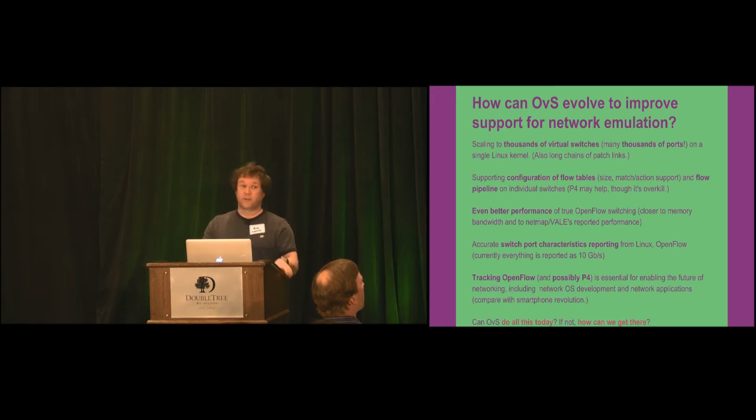And in general, I'd like to commend everyone who worked on Open vSwitch for tracking OpenFlow, because that's really what's enabled the SDN revolution and really facilitated things with Mininet. So having OVS continue to track OpenFlow is really, really important. And possibly in the future, having P4 support in OVS would be fantastic. And so my question for you all, which I guess I'll leave you with, is maybe I'm just out of touch. Maybe OVS can do this today, and if not, how can we get there?